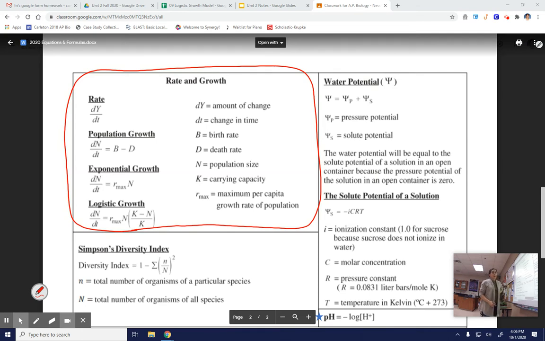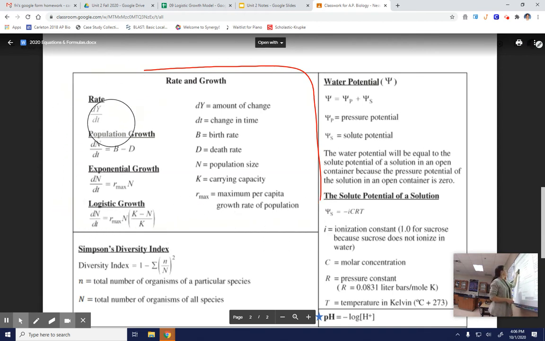The first equation up here is just a rate equation. This basically is just calculating the slope of a line, which we're not going to spend too much time on today. dy over dt basically means the change in y over time, which is frequently the x-axis. So if you're looking at a rate of change, you're looking at how quickly some y variable changes over time. We are going to focus on the equations on population growth and then exponential and logistic growth. So have this somewhere that you can access it as we move through today's lesson.